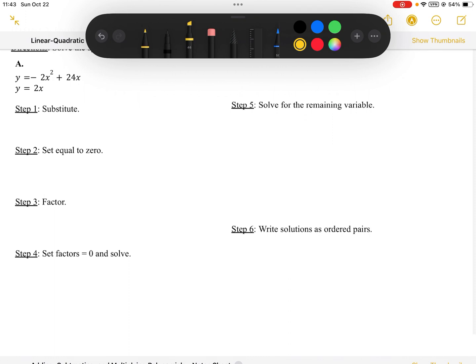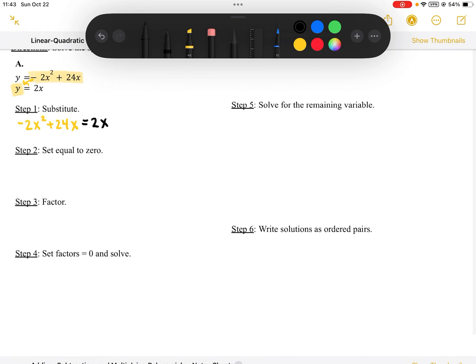So first step, I'm going to go substitute. Now, both my equations are solved for y. You always want to have one of your equations solved for x or y, so you can take that value, substitute it into your second equation. So I'm going to take what y equals in my first equation, negative 2x squared plus 24, and I'm going to substitute it in for y in my second equation. So essentially, I'm just bringing it on over. So now my second equation, that y is becoming negative 2x squared plus 24x, and it equals 2x.